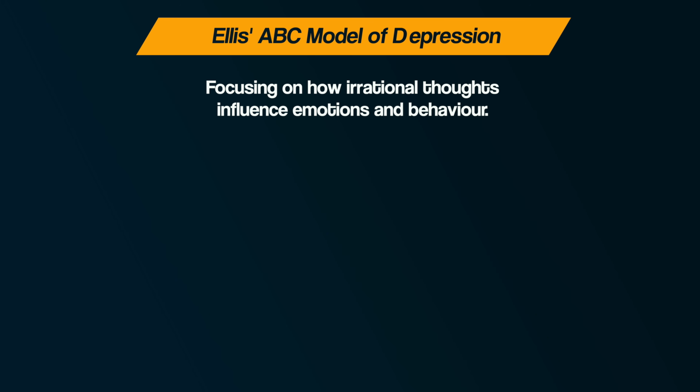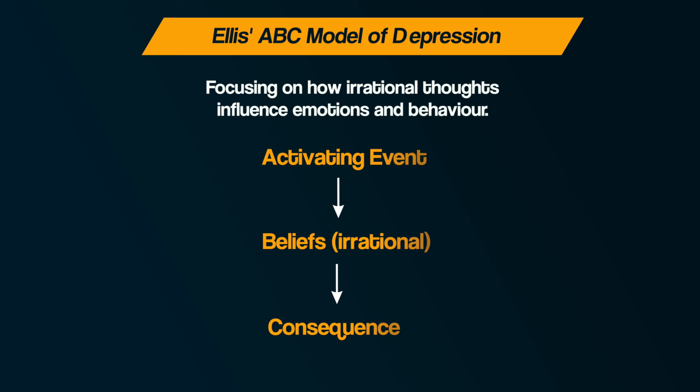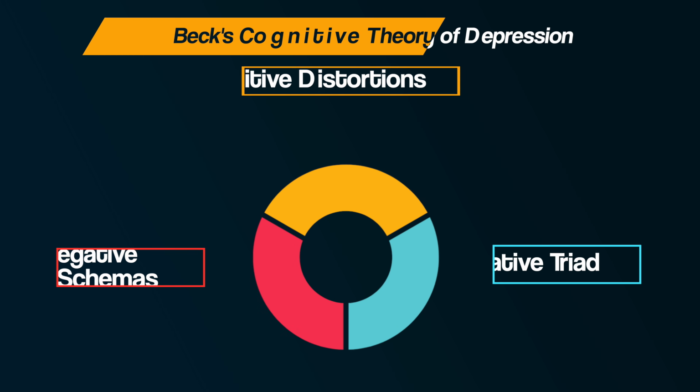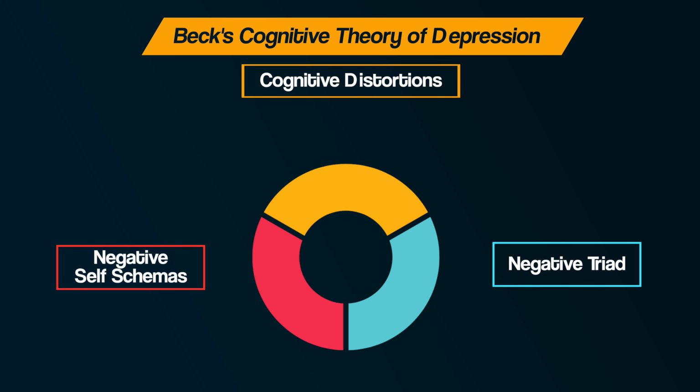Ellis's ABC model explains depression by focusing on how irrational thoughts influence emotions and behaviour, and the model consists of an activating event, beliefs, and consequences. Let's test ourselves on Beck's theory now. Write down what each of the three parts of the theory mean.